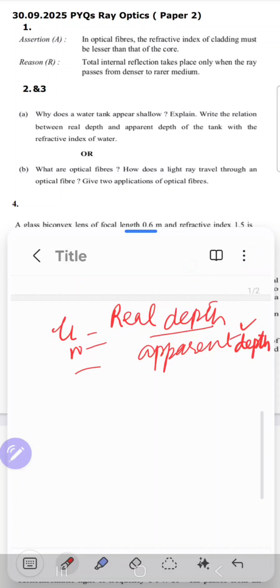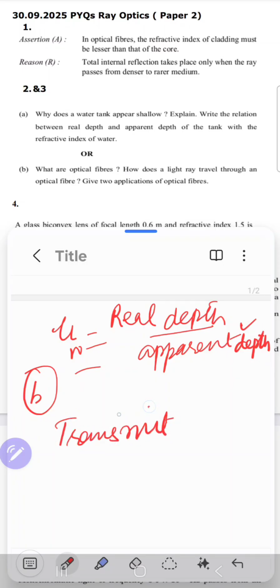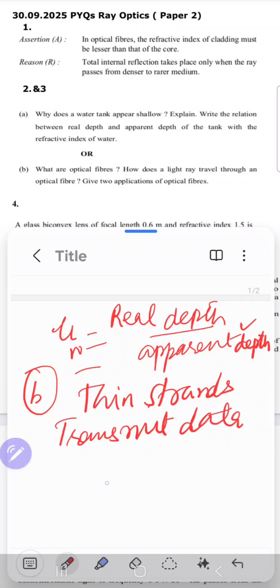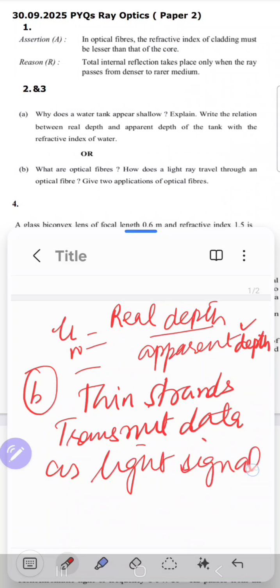Part B: What are optical fibers? Optical fibers are very thin flexible strands of glass or plastic that transmit data. These are thin strands that transmit data as light signal or light pulse from one point to another point with very high speed and minimum loss.